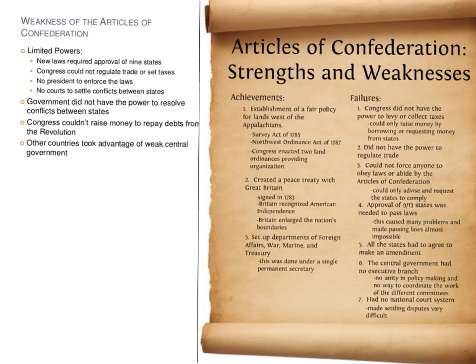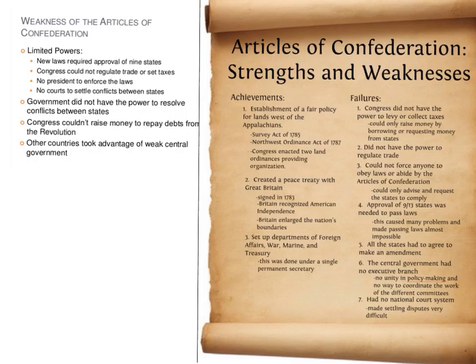Upset at not being paid, several hundred soldiers surrounded the Pennsylvania State House where Congress was meeting in June of 1783. The soldiers threatened the legislators, thrusting their bayonets through the windows. The delegates were forced to flee the city. The event was a clear sign of the Congress's weakness.